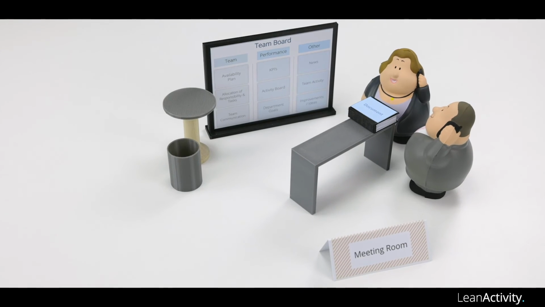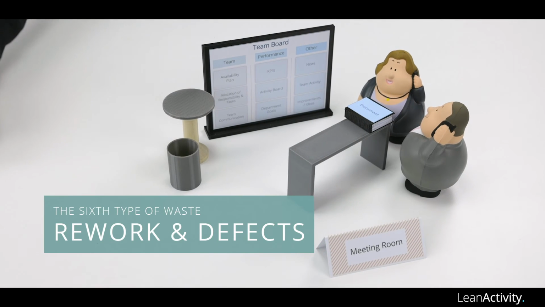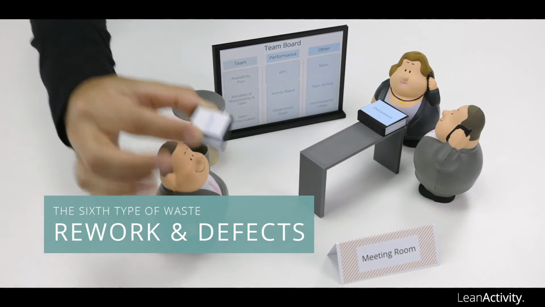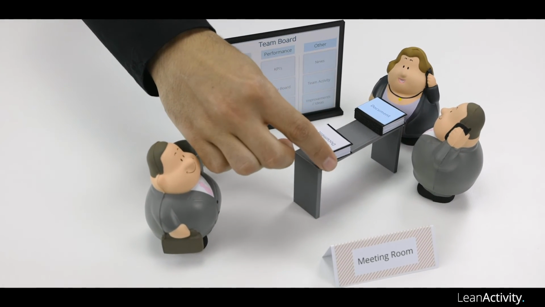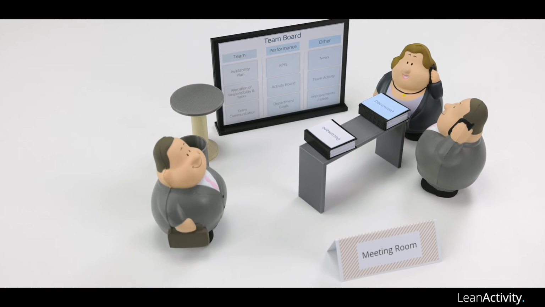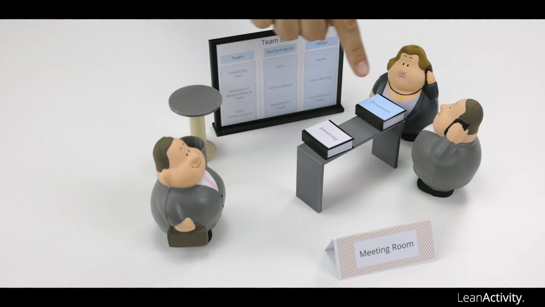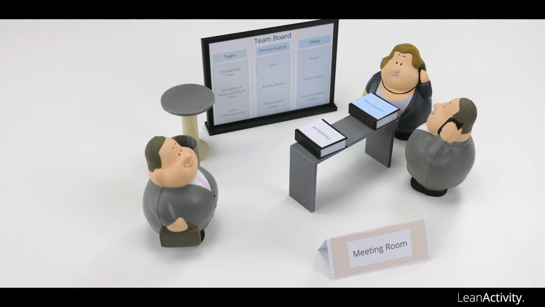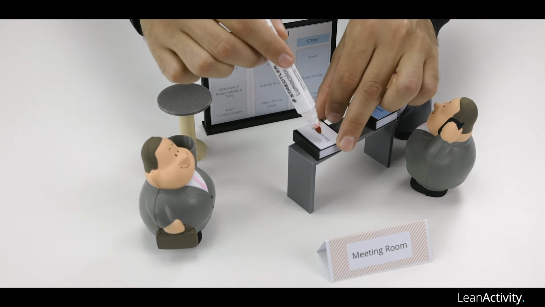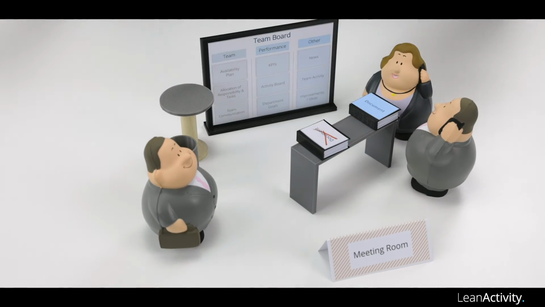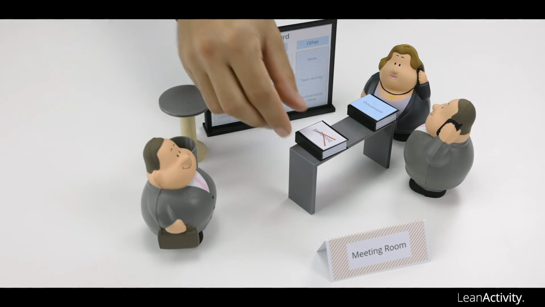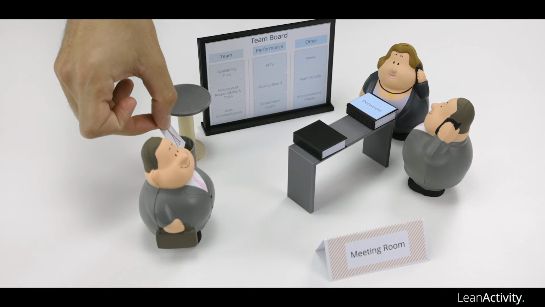The sixth type of waste is rework and defects. As you can see in this example, the documents prepared and provided by our employees did not match the scope which was requested. In this case, we have to rework our documents once again. This often occurs due to the lack of communication and whenever expectations and scopes are not communicated sufficiently.